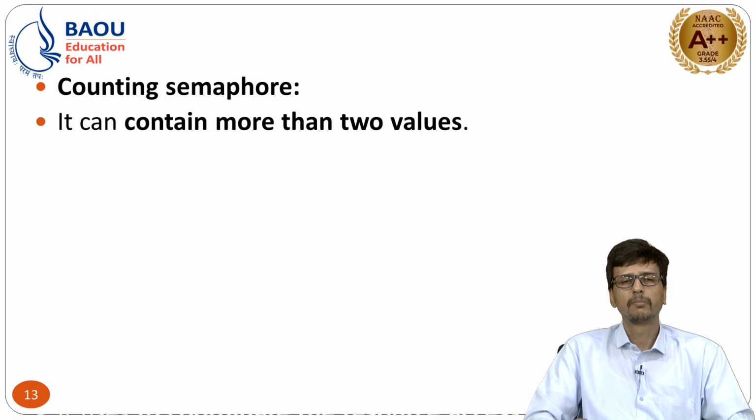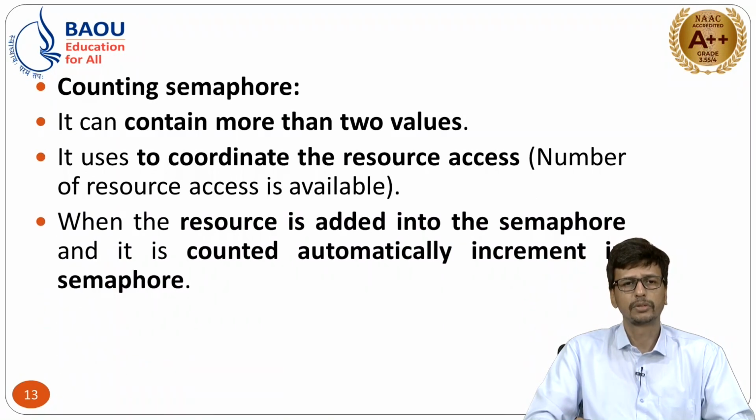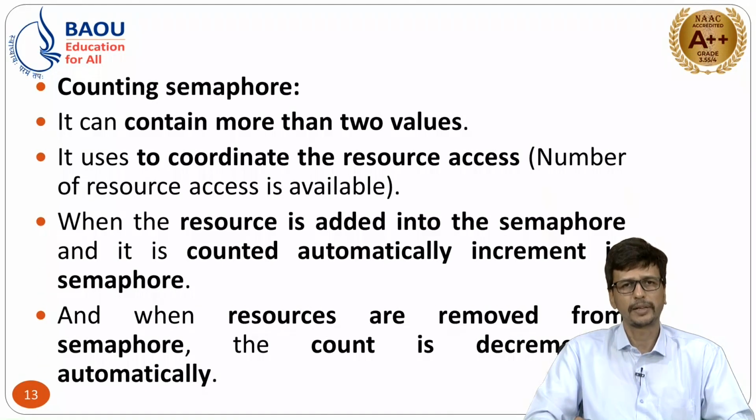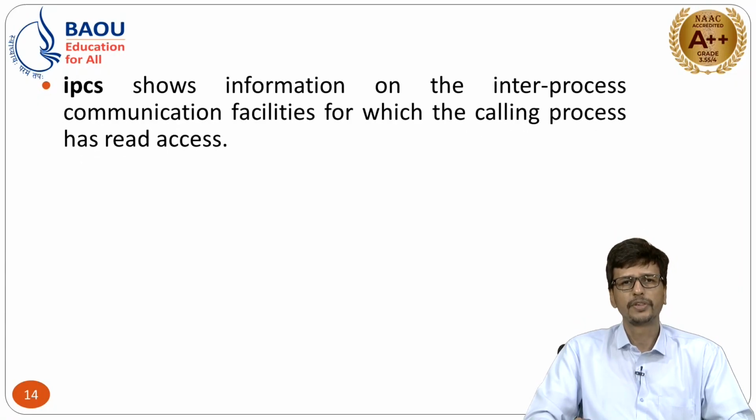Here the number of resources changes based on availability, as resources are added or removed. Suppose a resource is added to the queue, then the semaphore value is automatically incremented. If a resource is removed from the queue, then this value is decremented. This way the counting semaphore tracks the number of resources available for execution by multiple processes. Now we are moving on to the IPCS command.